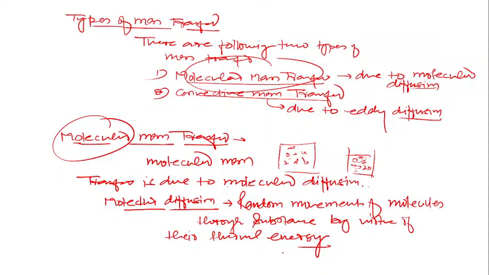If the molecular diffusion is taking place under a difference in concentration, it means if this random movement of the molecules is taking place from the region of higher to lower concentration, that is called molecular mass transfer. Is this clear?